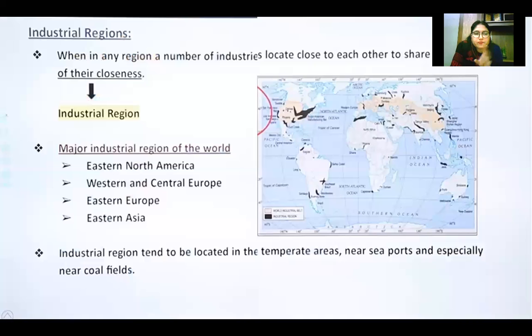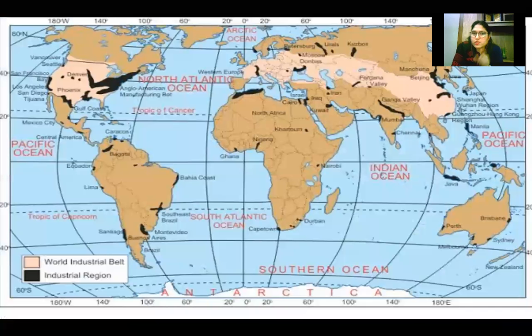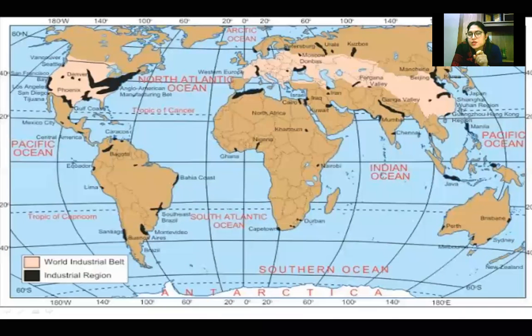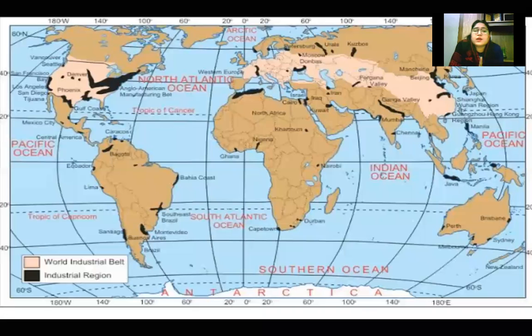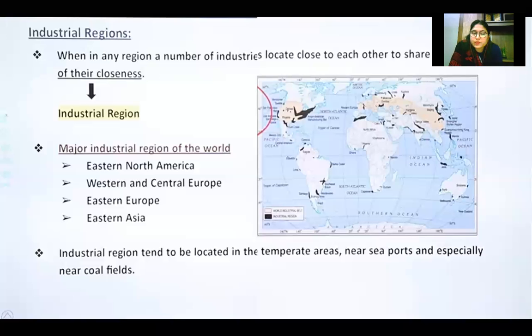Then Eastern Asia also. Which is Eastern Asia? This is all Asia. We also fall under Asia. India is in South Asia. Eastern Asia is this one, the China region. China is also full of industries. Clear? This is when you talk about the world. So major industrial regions of the world are Eastern North America, Western, Central and Eastern Europe, and Eastern Asia.